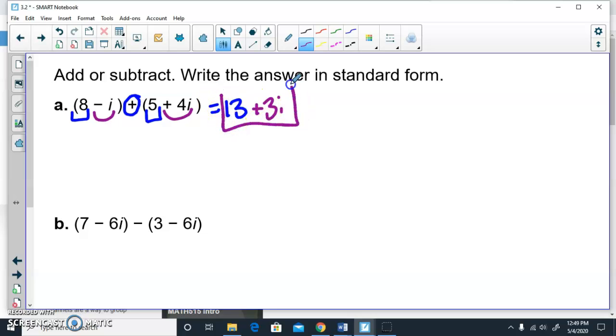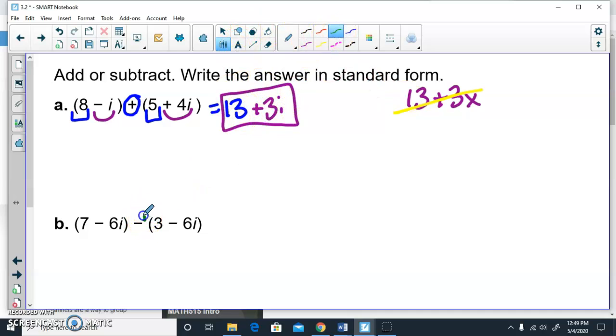And that is as simplified as it's going to get because those two are not like terms. This is the complex part. This is the real part of this complex number, and the imaginary part. So we're not going to combine those, just like we couldn't combine something that looked like 13 plus 3x. We can't combine that with mathematically sound steps. So we aren't going to combine this either.